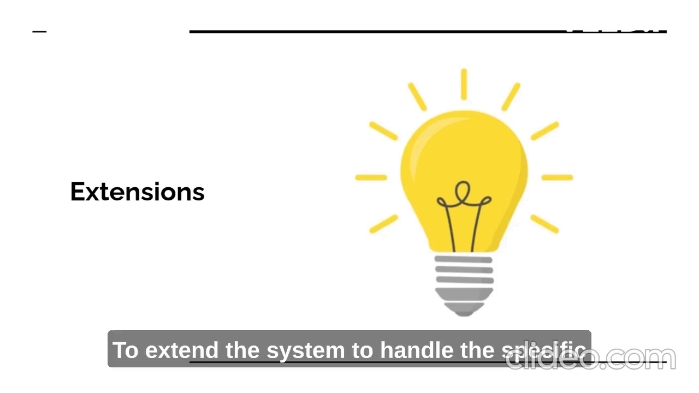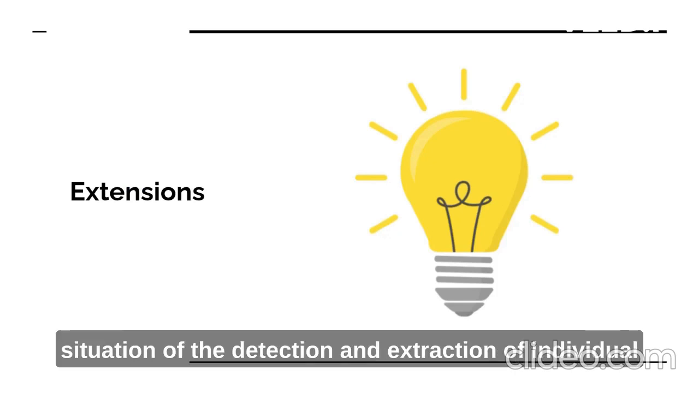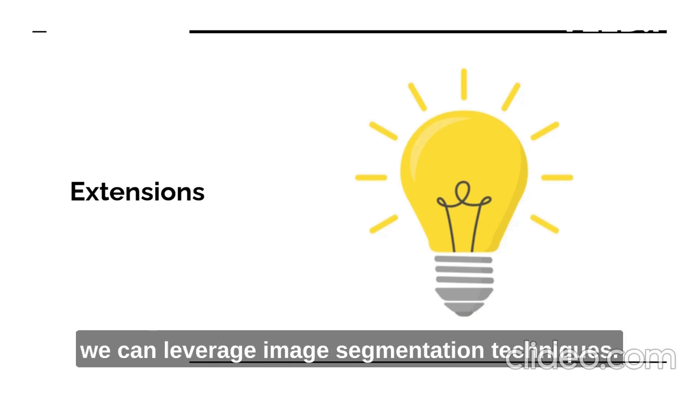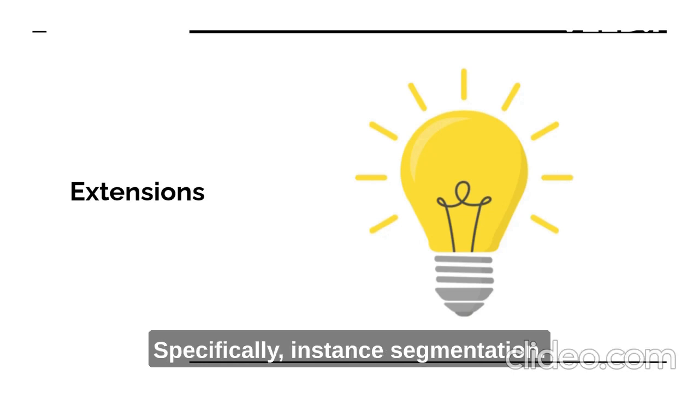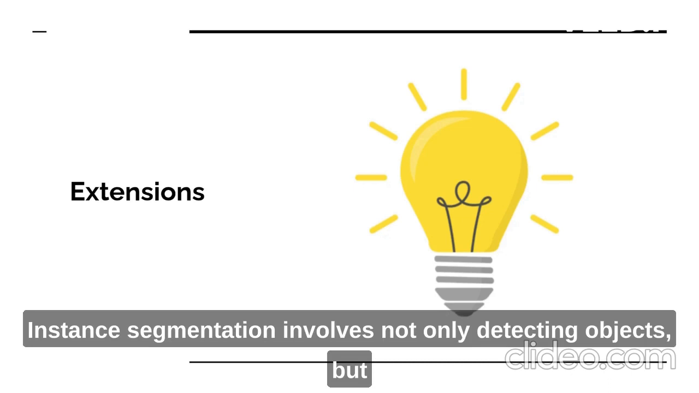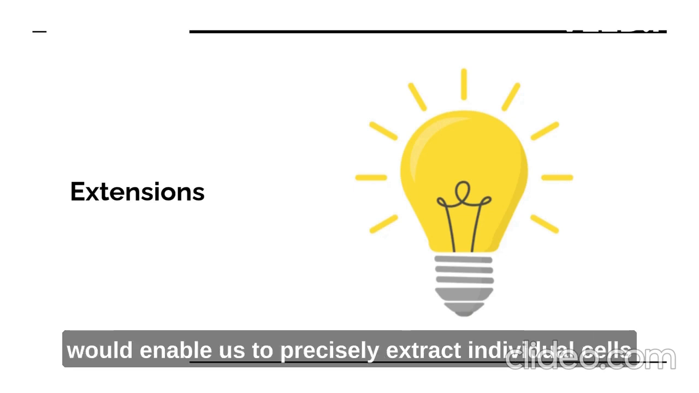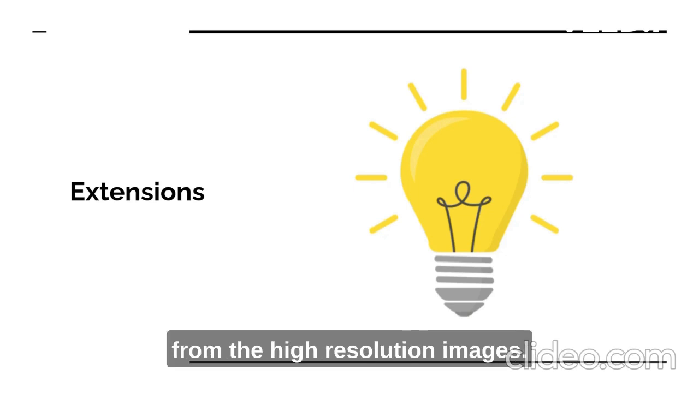To extend the system to handle the specific situation of the detection and extraction of individual cells from the original high-resolution histopathology images, we can leverage image segmentation techniques, specifically instance segmentation. Instance segmentation involves not only detecting objects but also segmenting them at a pixel level, which would enable us to precisely extract individual cells from the high-resolution images.